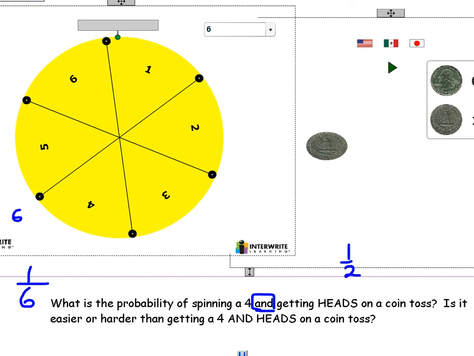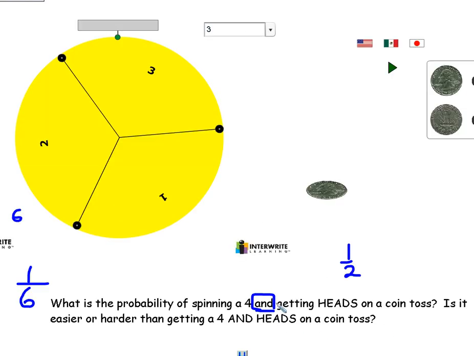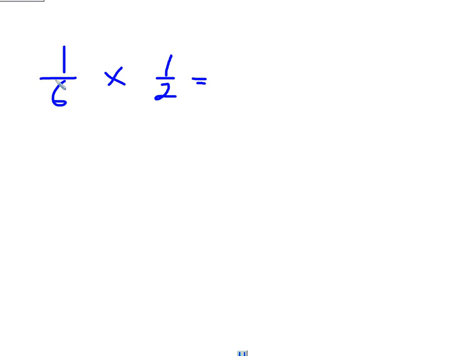Now, what's the probability of getting a 4 on this spinner of 6 and 1/2? I have to get them both. So let's figure out that math here. When it's multiplying, it's 1/6, and that gets cut in half. I have 1 in 6 on the spinner, but that gets cut in half by the probability of flipping the coin. So if you see the word and in probability, it means multiply. And use top by the top, bottom by the bottom.